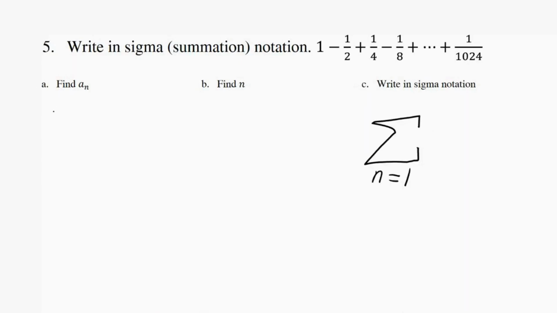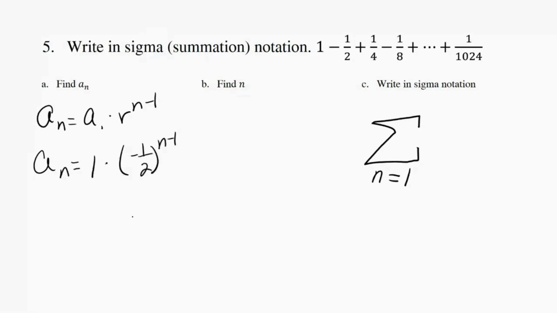Since this is geometric, we're going to use that formula where it's a sub 1 times r to the n minus 1. So our a sub 1 is 1. Our r to the n minus 1, well, 1 to -1/2 to 1/4 is going to be -1/2 to the n minus 1. All right, so that will be my formula, and I really don't need that 1 in front, so I can just write -1/2 to the n minus 1. Since we're alternating signs, you could honestly put -1 to the n minus 1 or +1, whichever one you like, or you can just leave the formula like this.